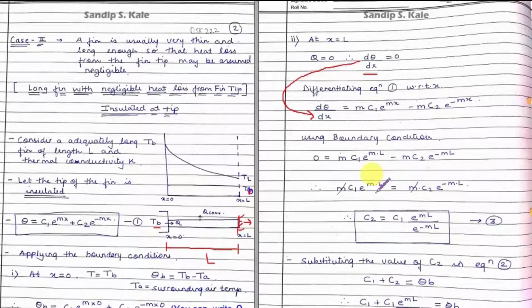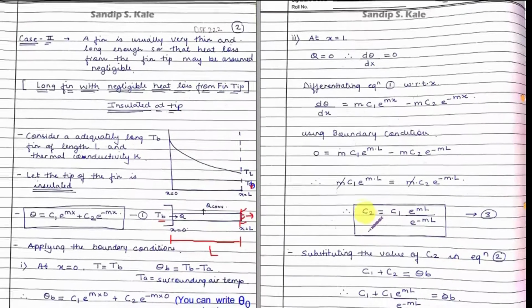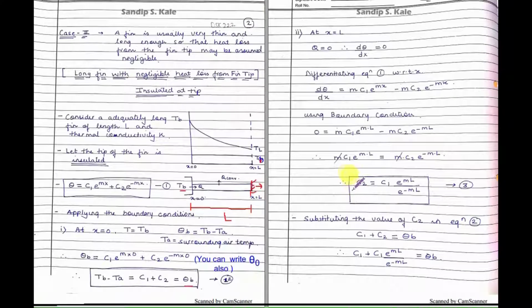If I rearrange this, the m and m get cancelled, and I can find the value of c2 in terms of c1. So c2 is equal to c1 e to the power mL divided by e to the power minus mL. Name this as equation number 3. Now you will substitute the value of this c2 in equation number 2.